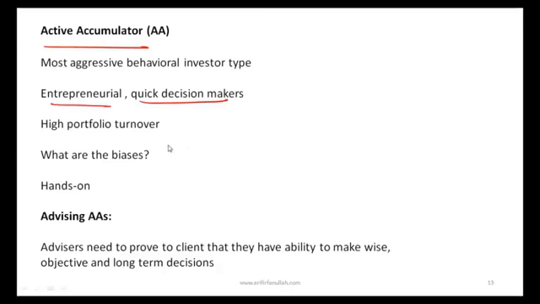What are the biases these people exhibit? The biggest one is going to be overconfidence, control, etc. So these people tend to be hands-on, or they like to be hands-on. So what do you do as an advisor? So can you imagine that these are the hardest people to advise? So you have to work really hard to win their trust and respect. So they will only listen to you if they trust you and respect you. So you need to prove to them that you have the ability to make wise decisions, objective decisions, long-term decisions, and you need to be able to communicate that in a way that they can understand and relate to.